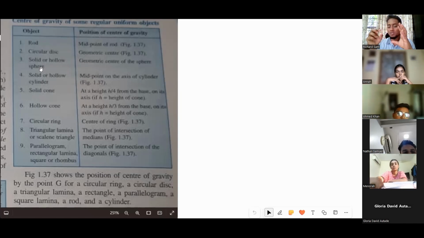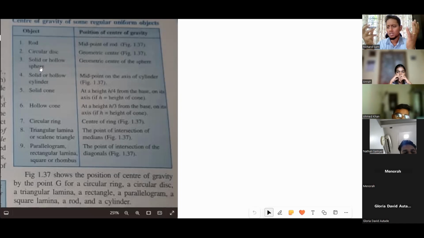But still, the center of gravity can be in an empty space in an object. It doesn't have to be on the mass somewhere. Okay, let's see. Next, solid or a hollow cylinder. Okay, cylinder like this.